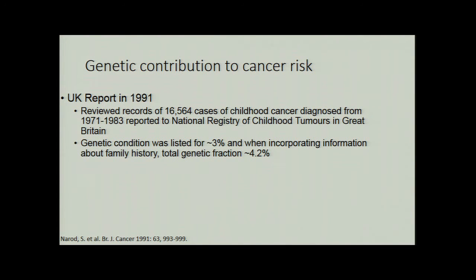So what is the actual genetic contribution to cancer in pediatric patients? This is one of the earliest reports that came out from the United Kingdom in 1991, which reviewed records of 16,500 cases of childhood cancers that had been reported to their National Registry of Childhood Tumors. They found that a genetic condition was listed for about 3% of these patients. And when they incorporated information about family history, the total genetic fraction was estimated to be only about 4.2%.